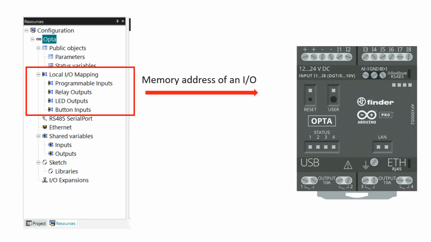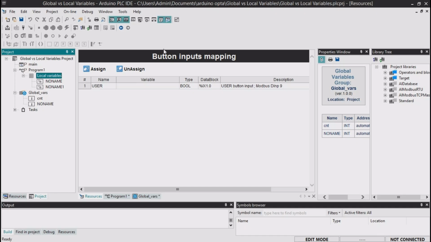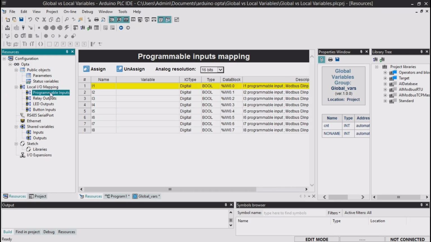Now, before ending this video, just a note regarding Arduino PLC IDE software. Don't confuse local variables with the word of the local I/O mapping here. It is basically saying the local I/O pins on the device. They are not the local variable names. Also, notice they are showing under the Resources tab, not the Project tab.